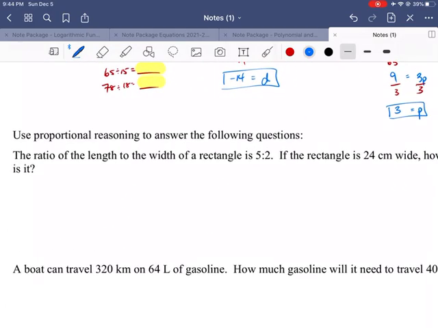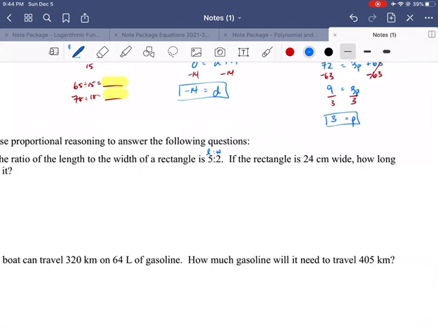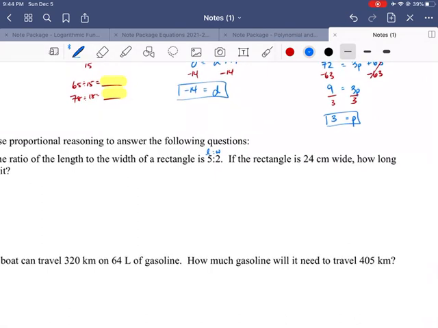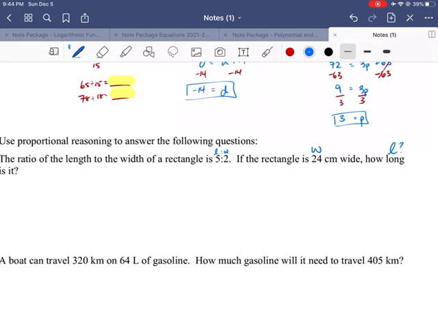All right, let's use proportional reasoning to answer the following questions. The ratio of the length to the width of a rectangle is 5 to 2. So remember, the words in the sentence are in the same order as the ratio, so that means that's length to width. If the rectangle is 24 centimeters wide, so we know the width, how long? L is the unknown that we're looking for. So let's start with the unknown that we're looking for, L, which is this part, and that's going to compare it to 24.